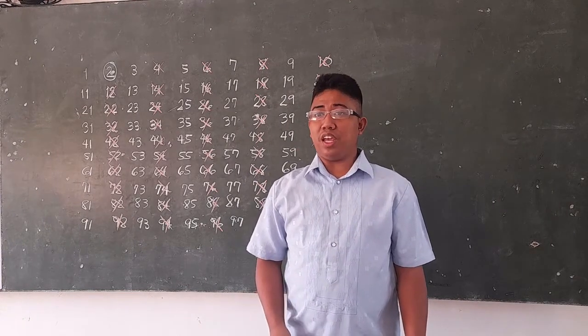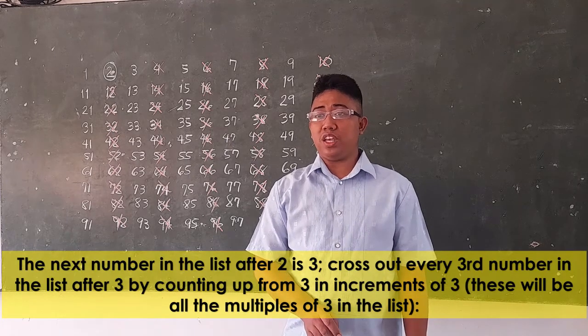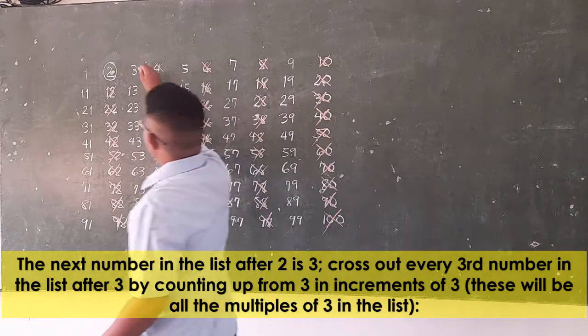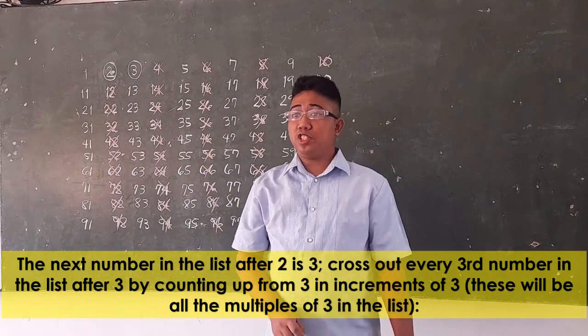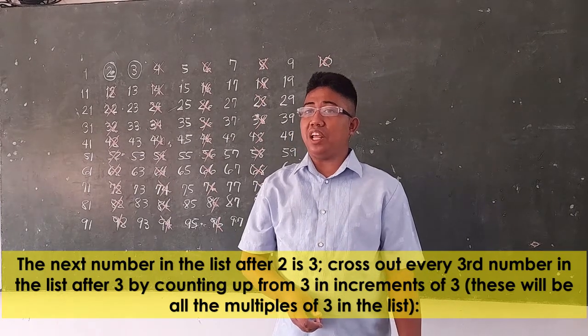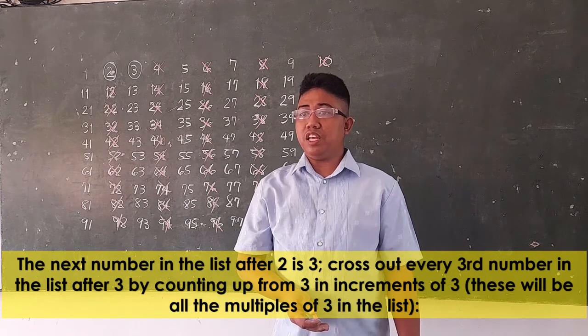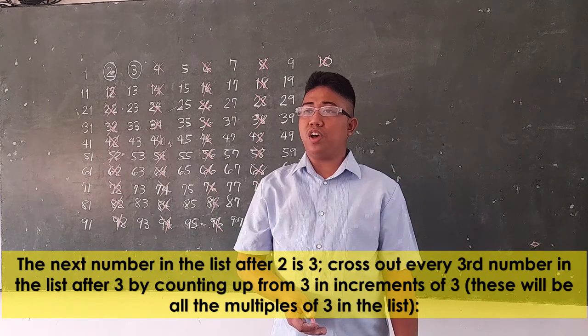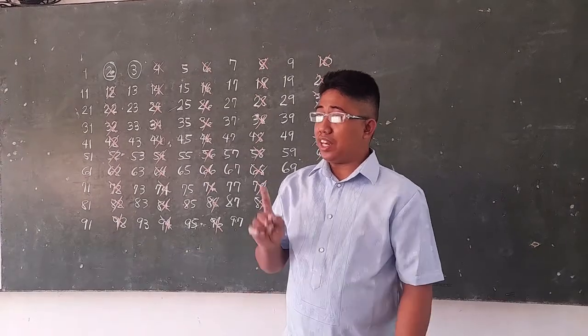The next step to do is, the next number in the given list after 2 is 3. That is the next prime number. Next procedure, cross out every third number in the given list after 3 by counting up from 3 in increments of 3. This will be all the multiples of 3 in the given list. So let us count by 3.